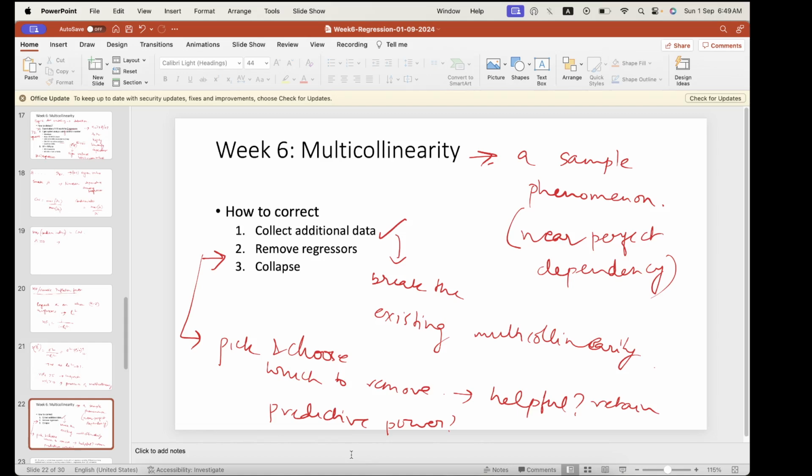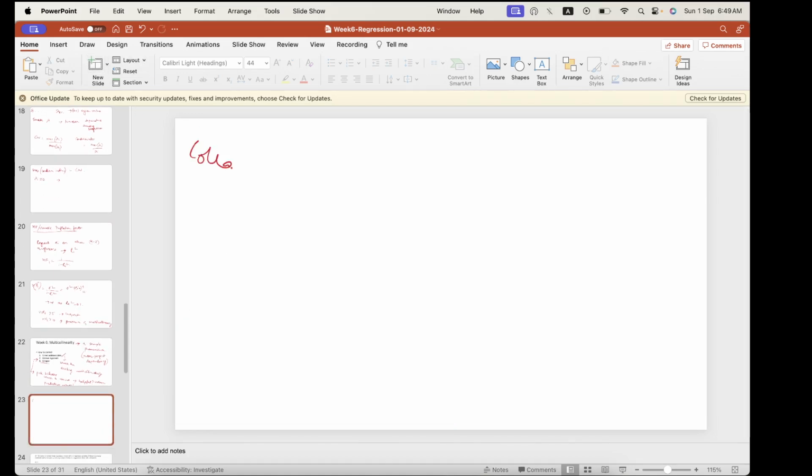All right, and then the third thing is to collapse. What do I mean by collapse? We combine two or more variables which are linearly dependent into a single composite variable, and then use that instead of those to fit our model. One of the ways to collapse is to work with the principal components.